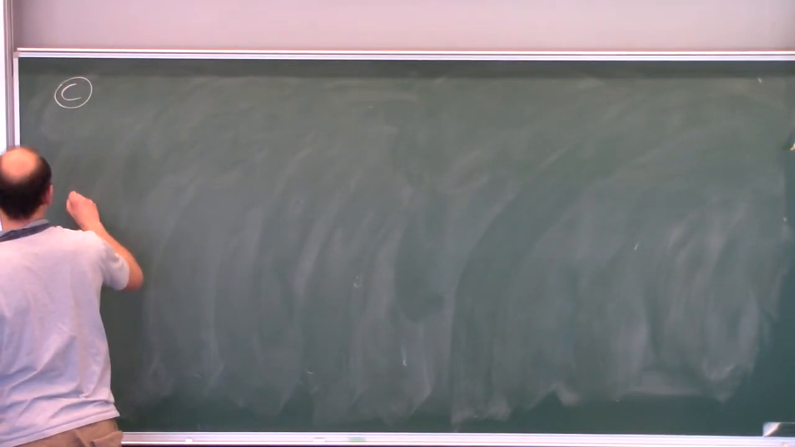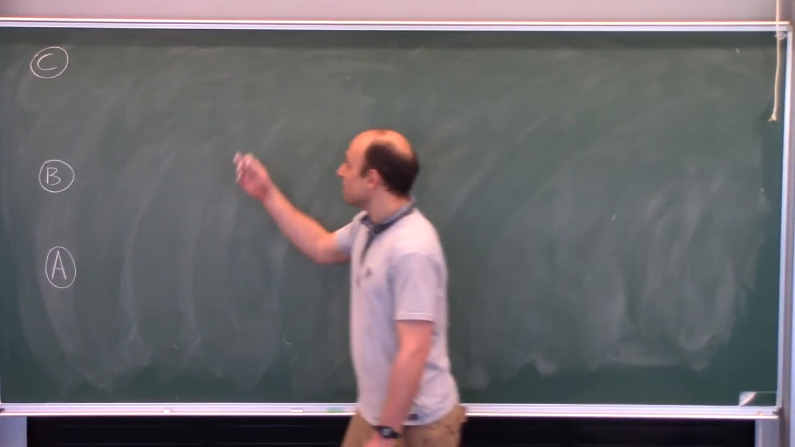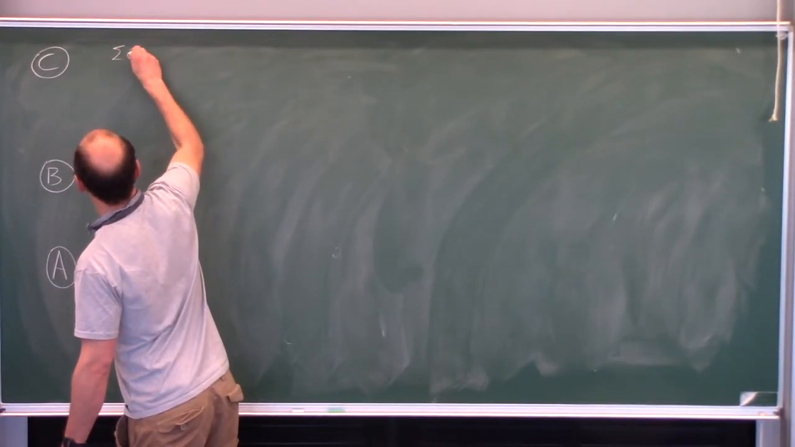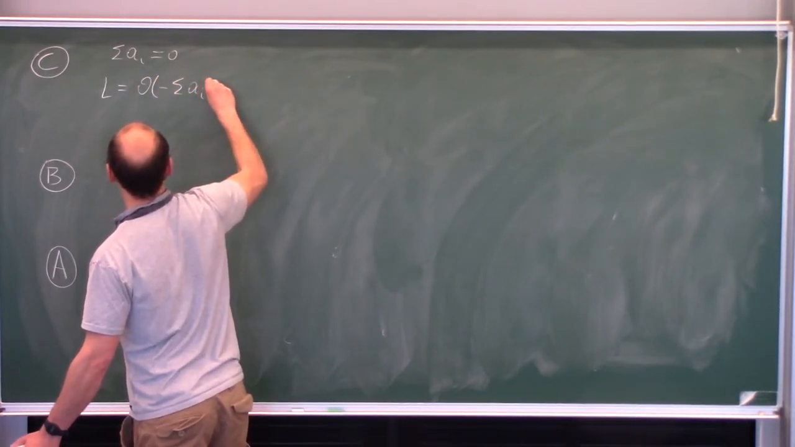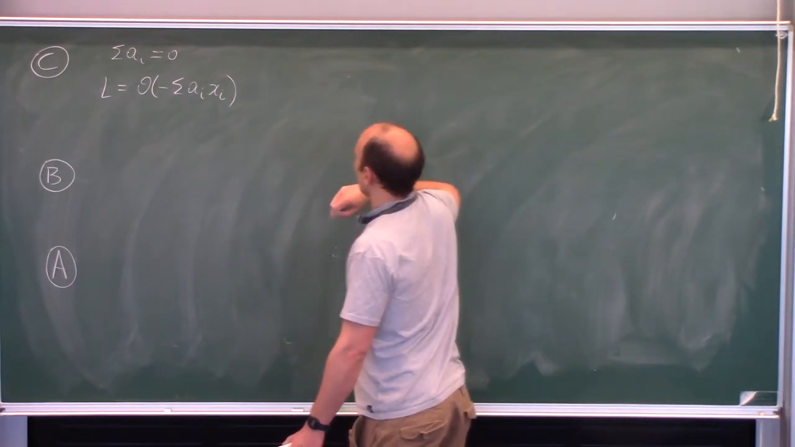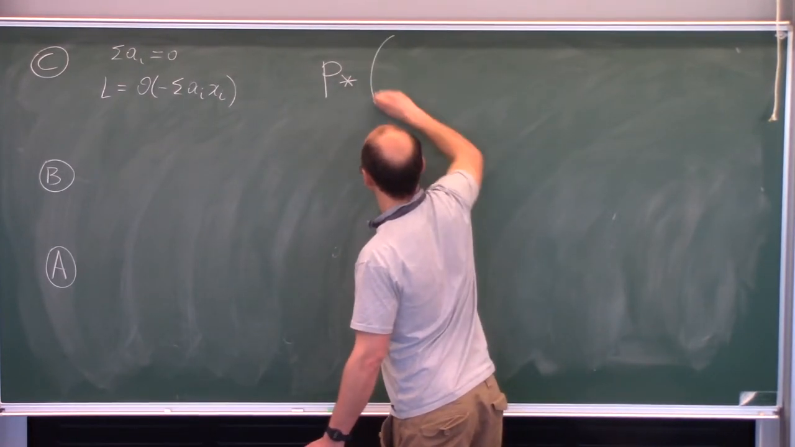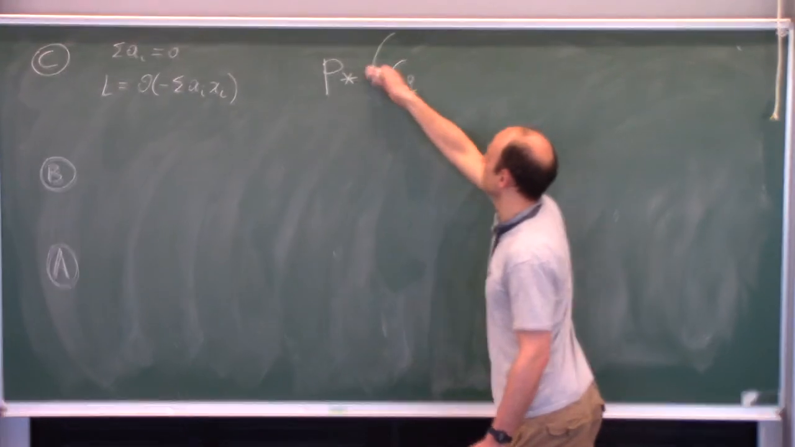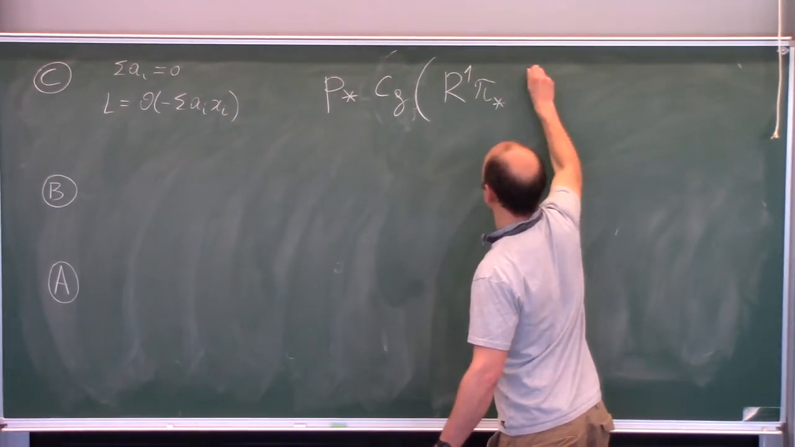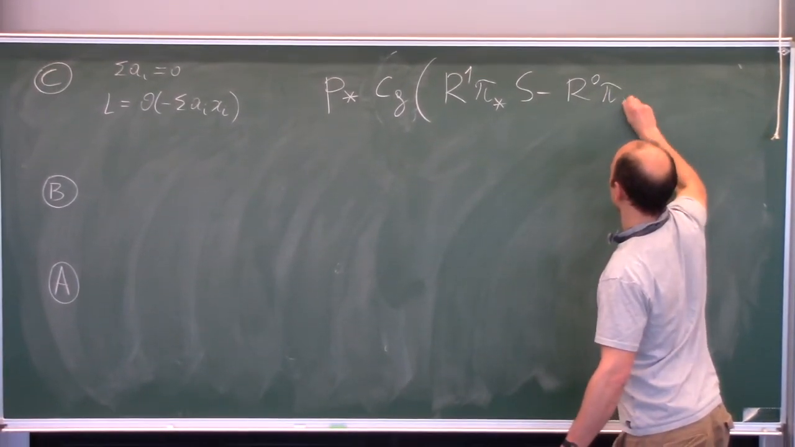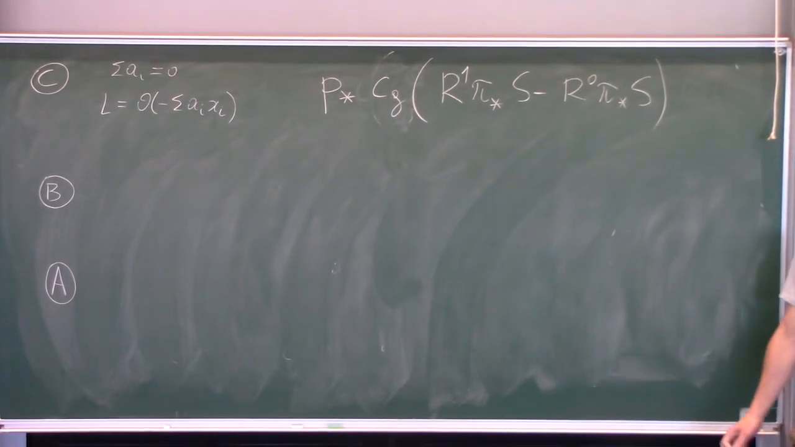Let me do it in reverse. Okay, so for C I had the sum of the a_i's equal to 0, L is equal to O of minus the sum of a_i x_i. And now I take the push forward of the top Chern class of R1 π_* S minus R0 π_* S. So I do the same thing as I did with L, but instead I do it with S.